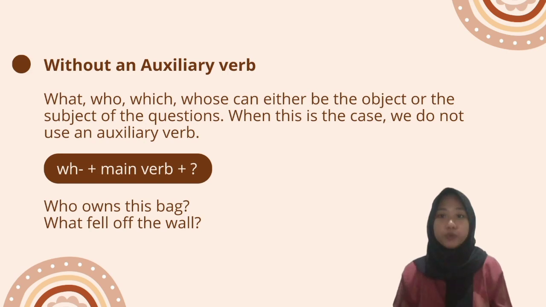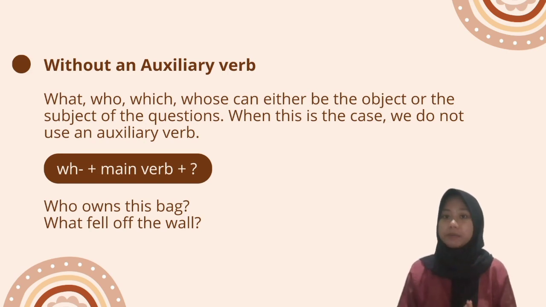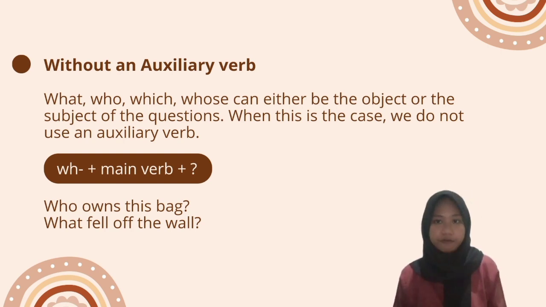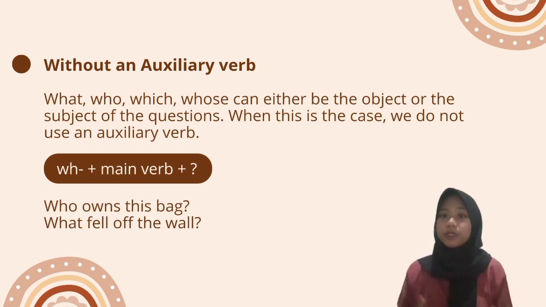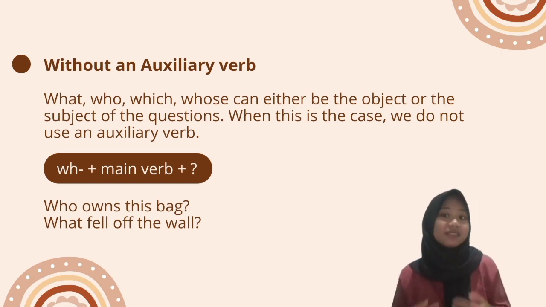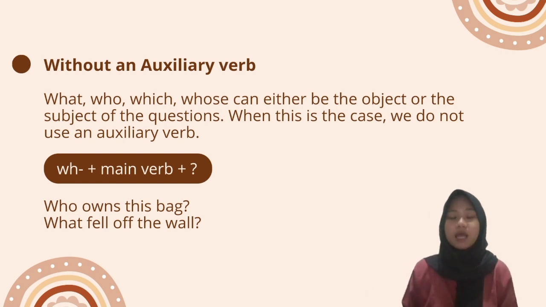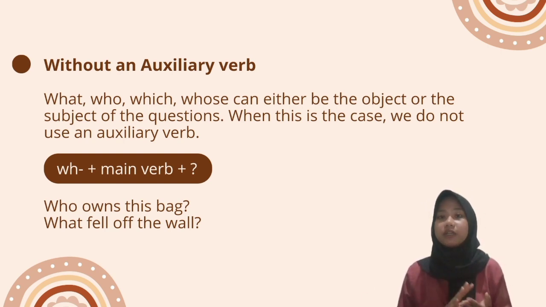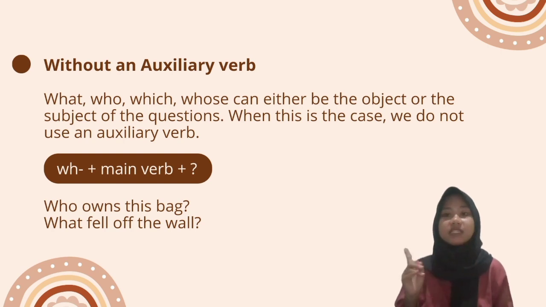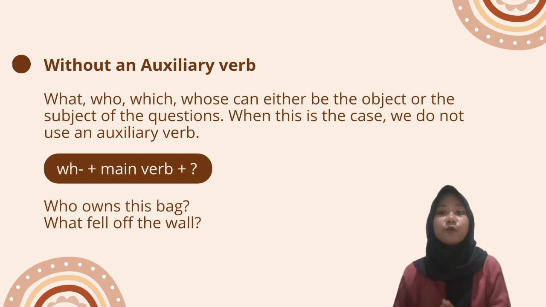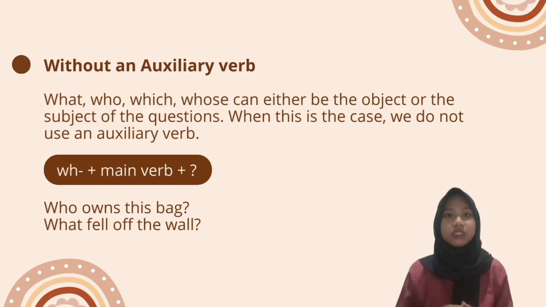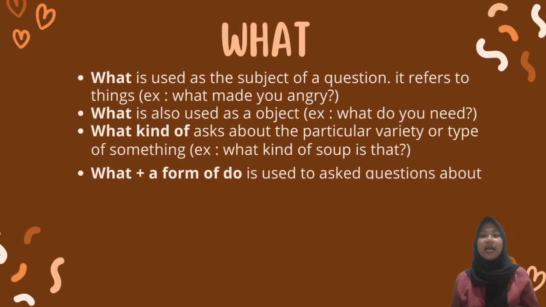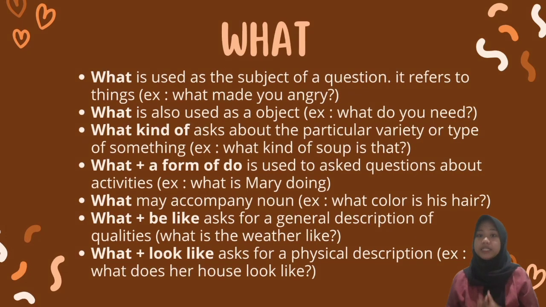The next form is without an auxiliary verb. What, who, which, and whose can either be the object or the subject of the question. When this is the case, we do not use an auxiliary verb. So the pattern is WH question plus main verb plus question mark. Example, who owns this bag? What fell off the wall? These two questions have no auxiliary verb because who from the first question becomes the subject and what from the second question becomes the object.